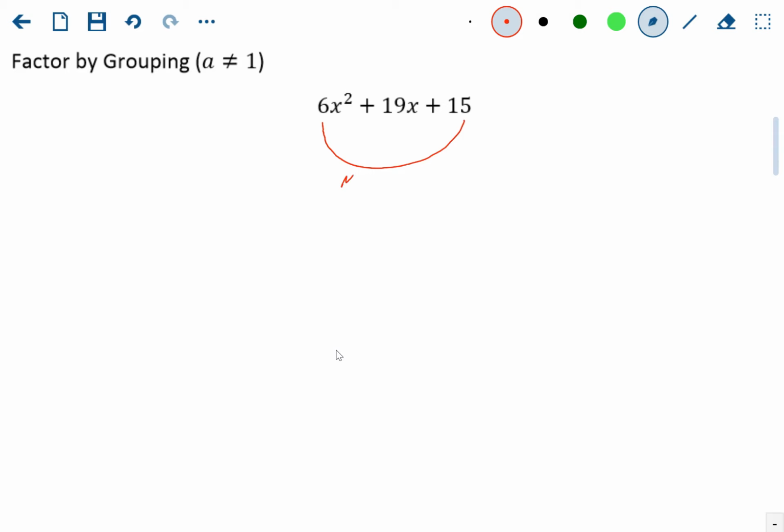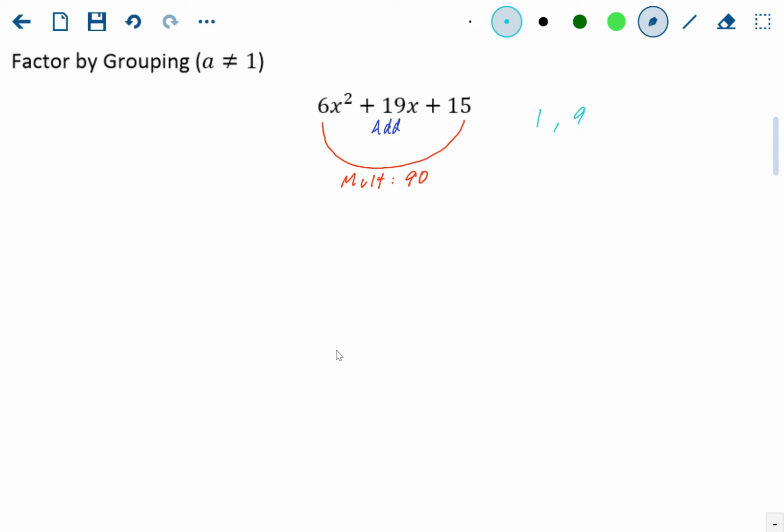So we're looking for numbers that multiply to 6 times 15, which is 90. And we're looking for numbers that also add to the middle term, which is 19. So what multiplies to 90 and adds to 19? Well, we could list out all the factors of 90. If you could think of the two numbers right away, feel free to skip ahead a little bit.